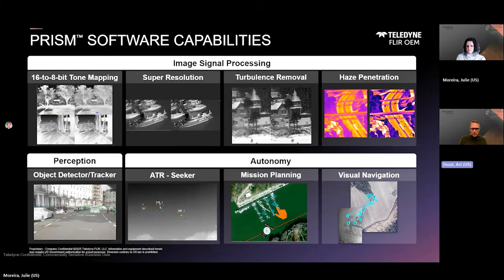We have super resolution, which is a patented approach for upsampling imagery. We're going to be showing 640 upsampled to 1280 by 1024. We have a turbulence mitigation filter, which is very useful for ground ISR for midwave systems. And we're going to also then talk about our haze penetration filter, which deals with obscurants and things like that. And then we'll finish up with a discussion around our object detection and the various models that we provide.